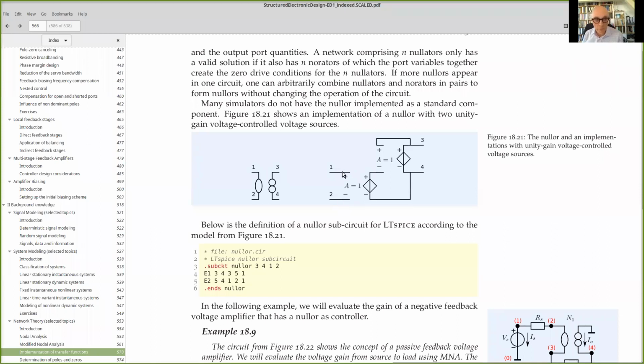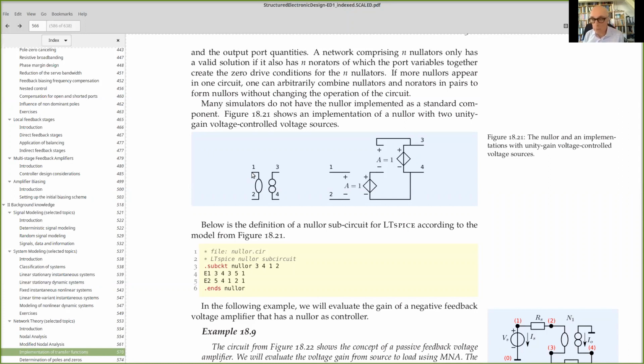Nullator with an infinite input impedance, because there you don't see anything here. But I might as well make this thing with current controlled current sources, and then the input impedance will be 0. And basically, from the nullator, we know that the input voltage equals 0 and the current equals 0. So the ratio, voltage divided by current, sorry, is undefined. 0 divided by 0. It can be any value.